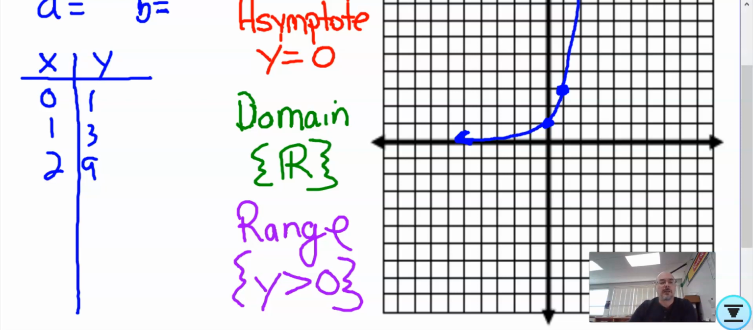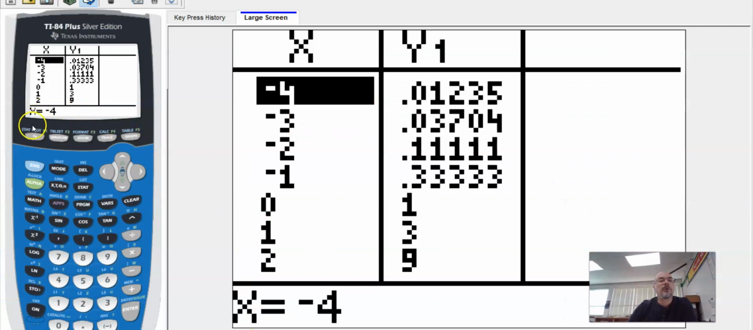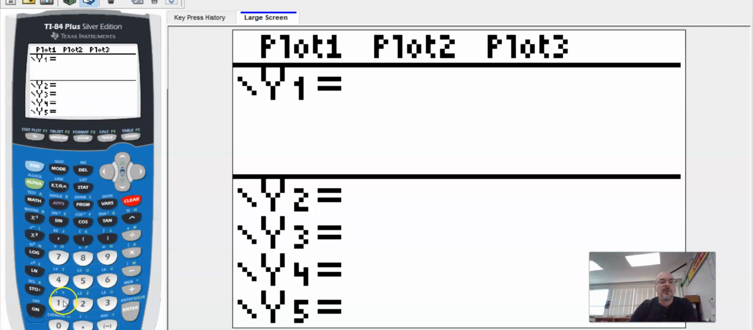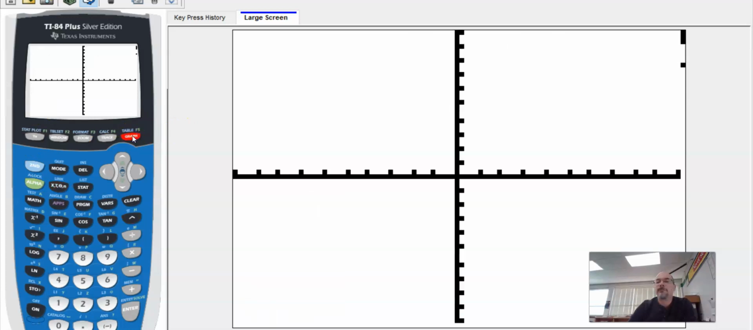All right, let's keep going. Let's look at the next one: 1/2 times 3 to the x power. I'm going to go to my calculator, and I'm just going to start over, folks. I'm going to put in 1/2 times 3 to the x power. All right, I'm going to look at the graph.